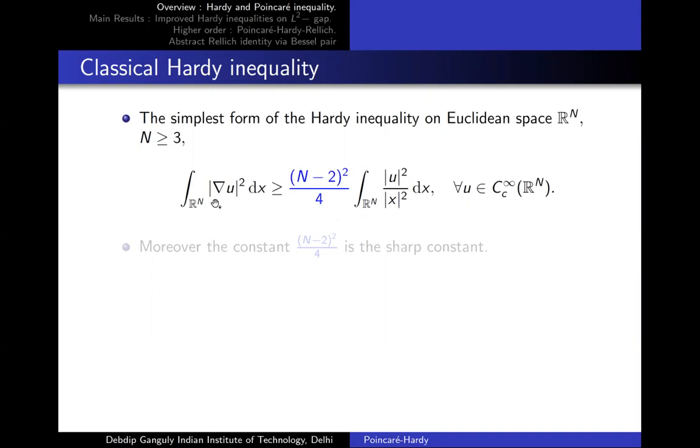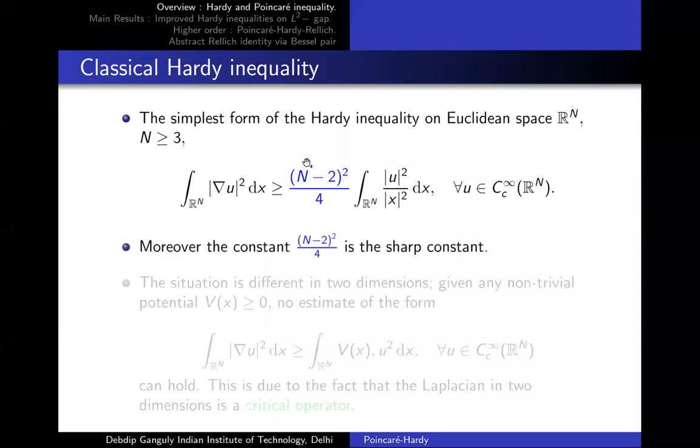So u over |x| is an L2 function when you use u in C_c infinity of R^n, and it's bounded above by the gradient. So this is the simplest form of the classical Hardy inequality. The next important point is what is this constant? Whenever we are dealing with some inequality, the most interesting part is, of course, the inequality itself, but the next question is what is the best constant, or in other words, what is the sharp constant? This is known as the Hardy constant or the Hardy sharp constant.